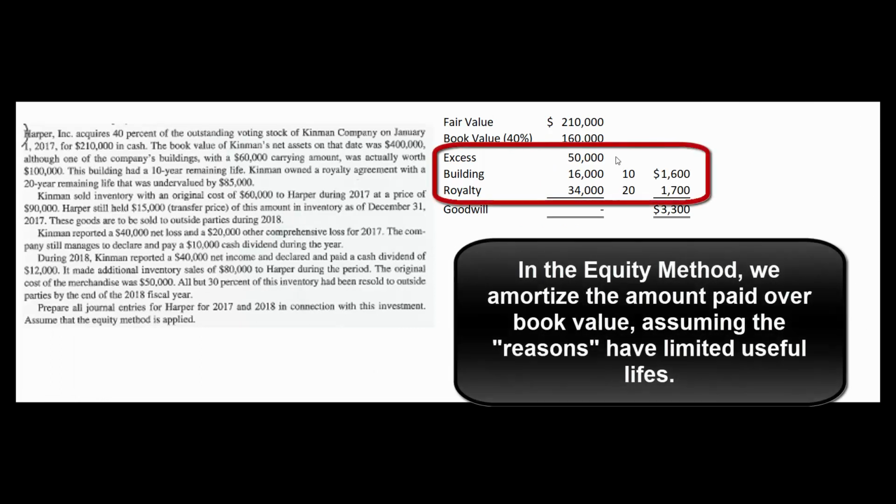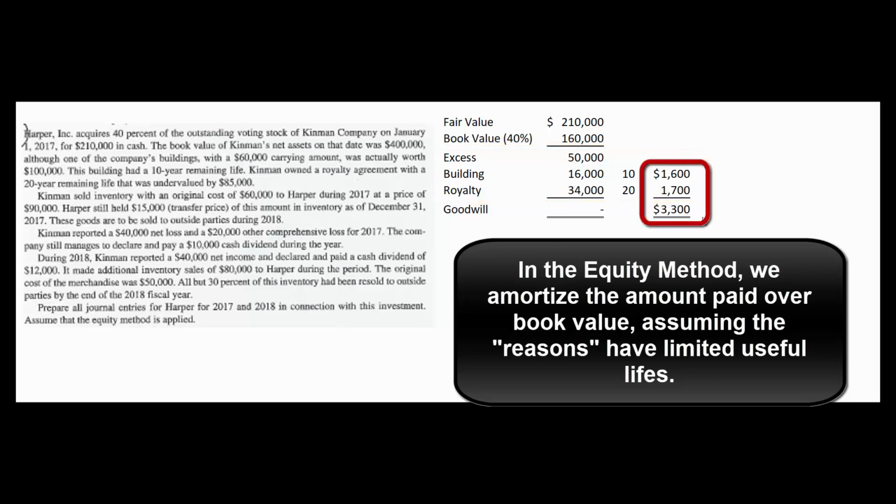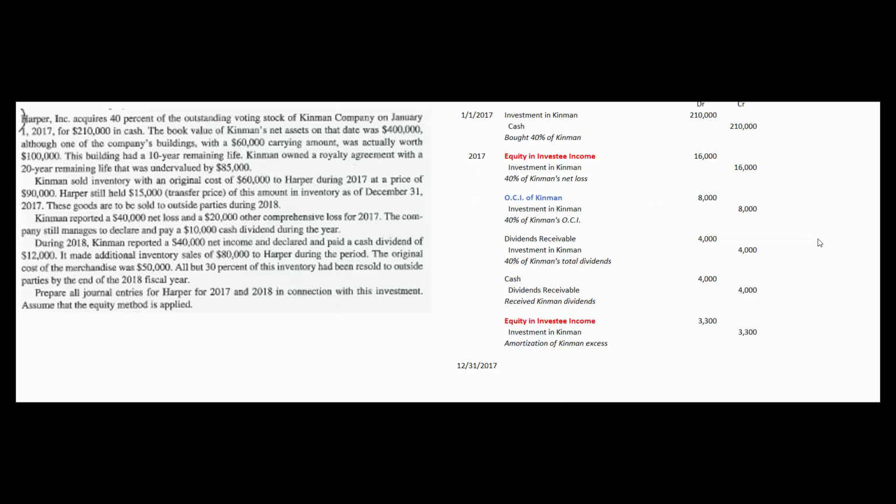And remember how we got our $3,300? We said that if we paid $50,000 above book value, we could allocate $16,000 of that to the building, which is going to last us for 10 years. We could allocate $34,000 to the royalty, which is going to last us 20 years. And so we knew that our annual amortization is $3,300. But rather than debiting amortization expense, we decrease our equity investee income by that $3,300 and decrease our investment in Kinman by that $3,300. So that's it for journal entries during the year.